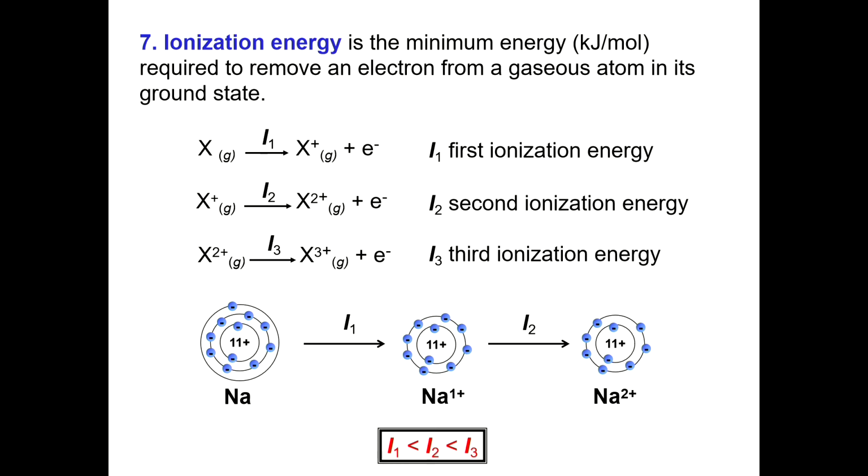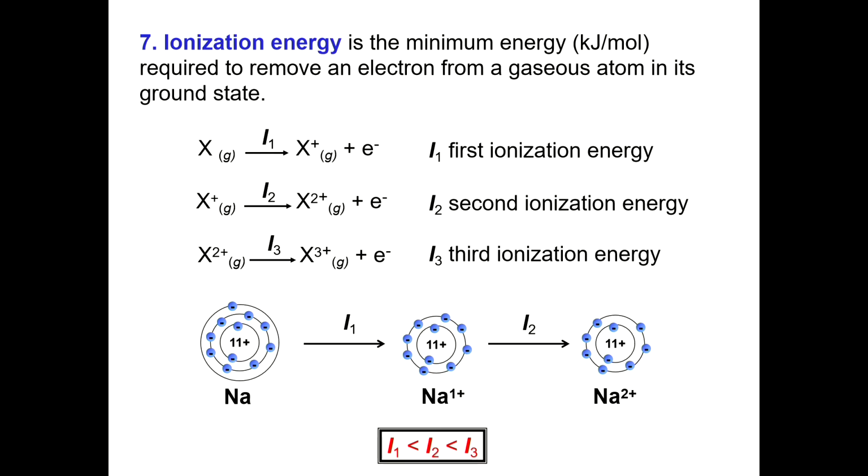So ionization energy is the minimal energy required to remove an electron from a gaseous atom in its ground state. So what does this mean? This means when we remove one electron from the atom, basically we should provide energy. This energy is called ionization energy. And of course, one atom may lose more than one electron.